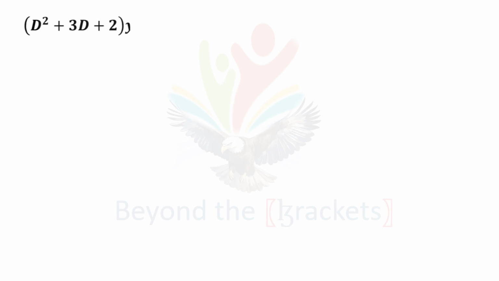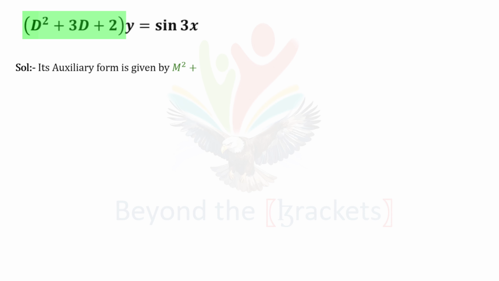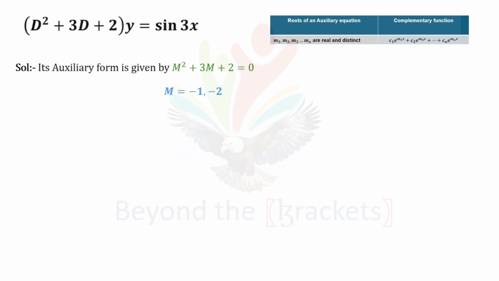The first question is already given in the operator form. The auxiliary equation is obtained by replacing d with m and equating it to 0. So we get m square plus 3m plus 2 equal to 0. The roots for this equation are minus 1 and minus 2, which are real and distinct.